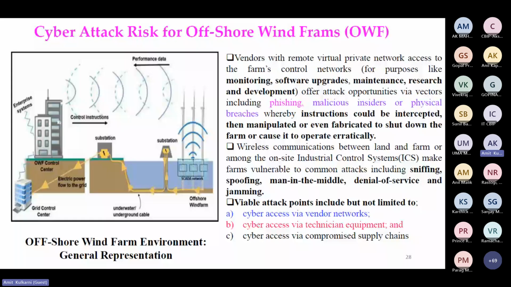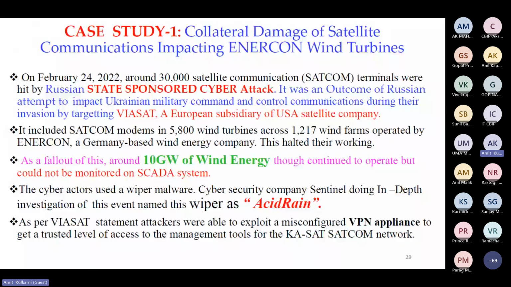Now coming to the first case study, that is collateral damage of satellite communication impacting Enercon wind turbines. In this, if you see, this is in the backdrop of the currently happening war between Russia and Ukraine. This was not the ultimate goal of an attacker, who was supposed to be state sponsored from Russia, to attack an energy company, that too an RE energy company from Germany. But what happened was a collateral damage.